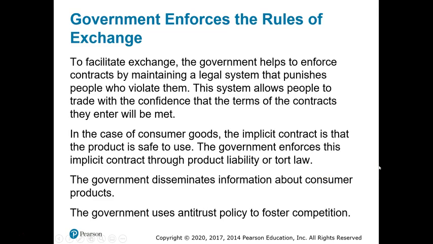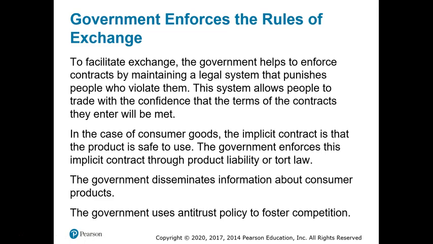The government also enforces rules of exchange. To facilitate an exchange, the government helps to enforce contracts by maintaining a legal system that punishes people who violate them. This system allows people to trade with confidence that the terms of the contract they enter will be met. I talked about the housing. In the case of consumer goods, the implicit contract is that they produce safe products to use. They enforce implicit contracts through product liability or tort law. That's important to know. The government also disseminates information about consumer products in consumer reports.